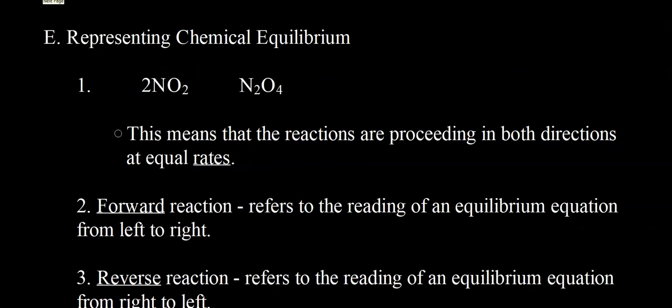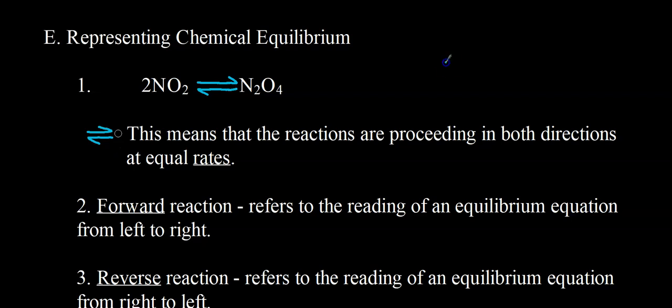So let's do this. Instead of writing two different equations for the opposite reactions, we can write one equation showing both reactions that are occurring. And so here's what we do. We're going to draw a two-way arrow or double arrow, equilibrium arrow. So we can read this equation from either left to right or right to left. So this double arrow means that the reactions are proceeding in both directions at equal rates.